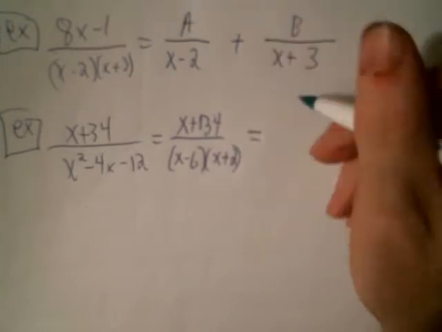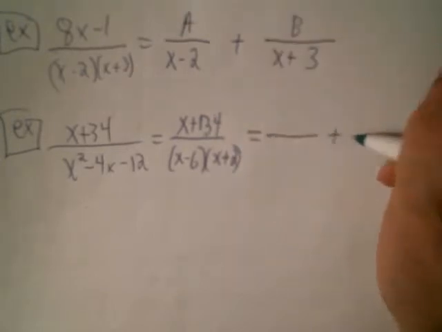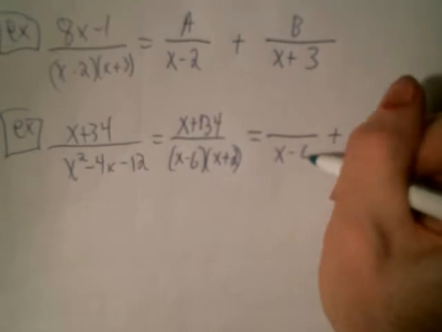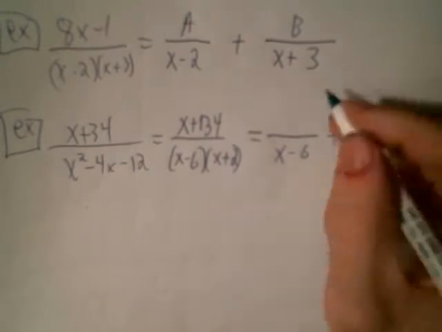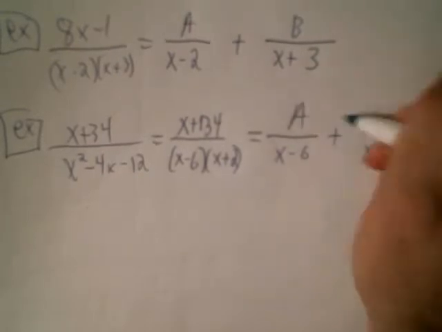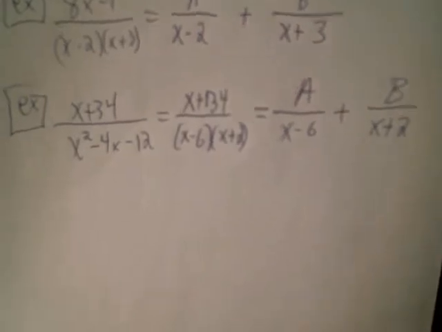I don't really care about the numerator at this point. I just need one fraction for each factor. And then the numerator, if these are linear, I'm just putting A, B, C, etc.